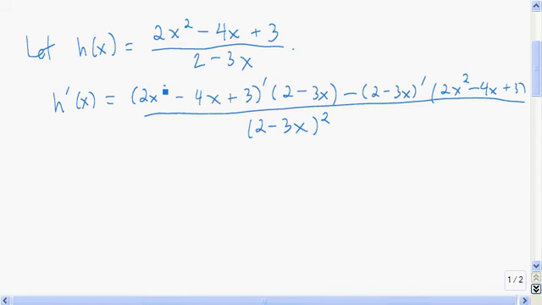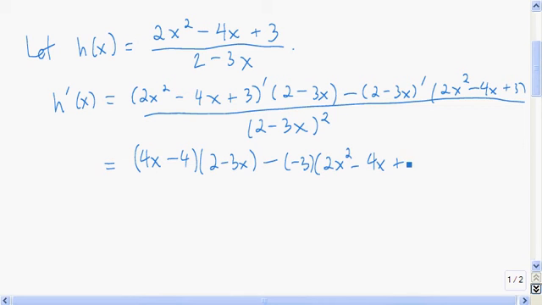Okay, the derivative of 2x squared minus 4x plus 3 is 4x minus 4, times this, minus the derivative of 2 minus 3x, which is negative 3, times this. Divided by the square of the bottom.